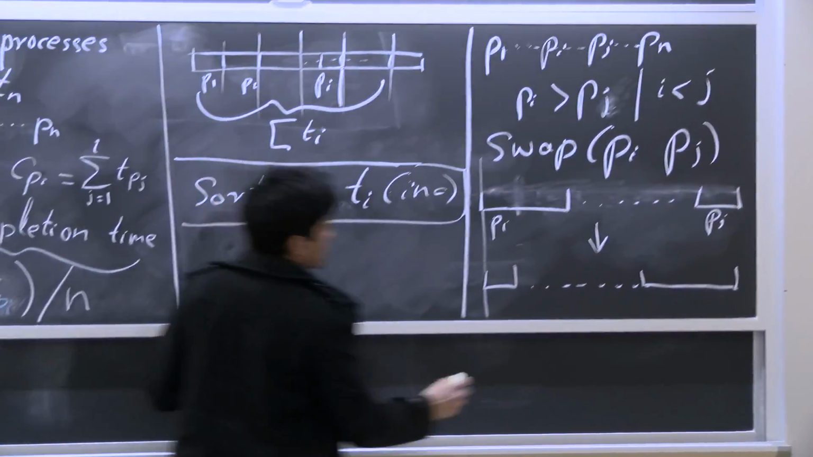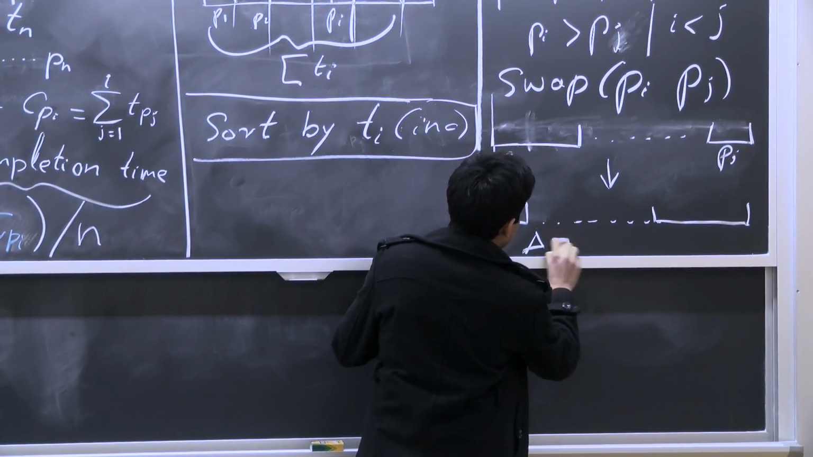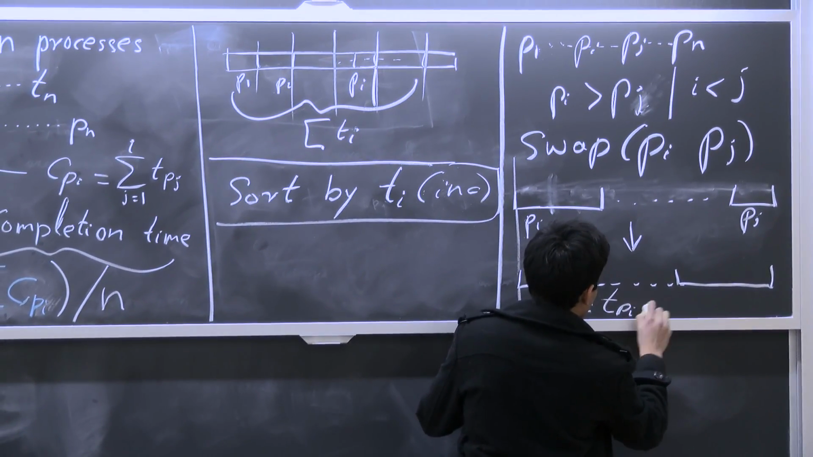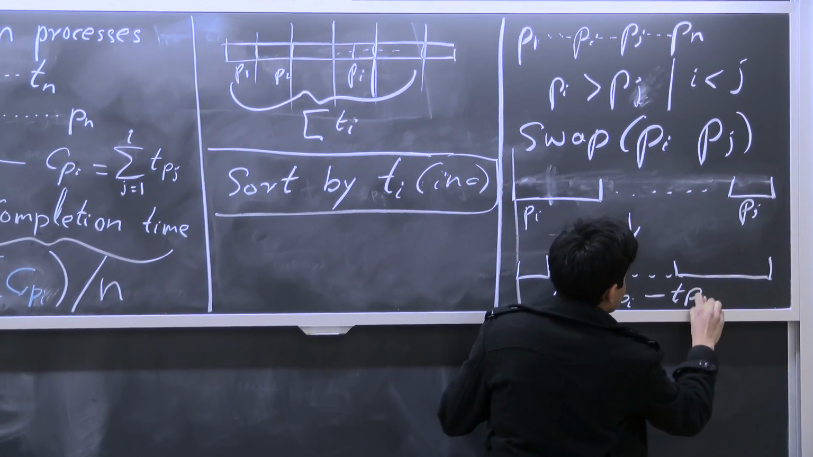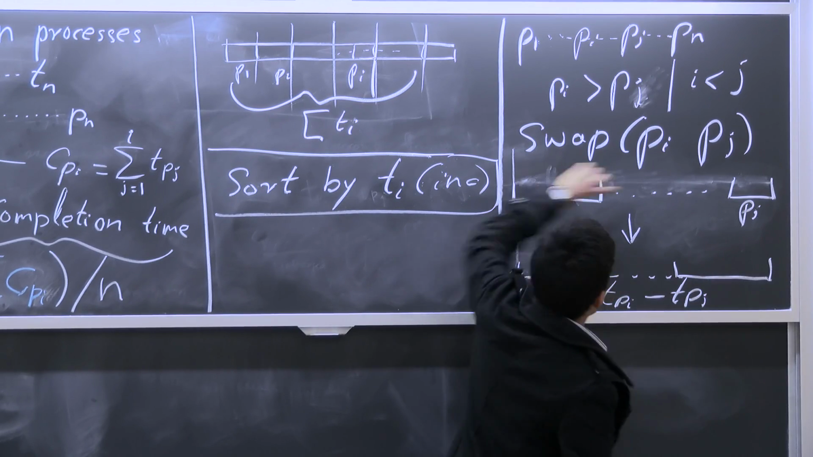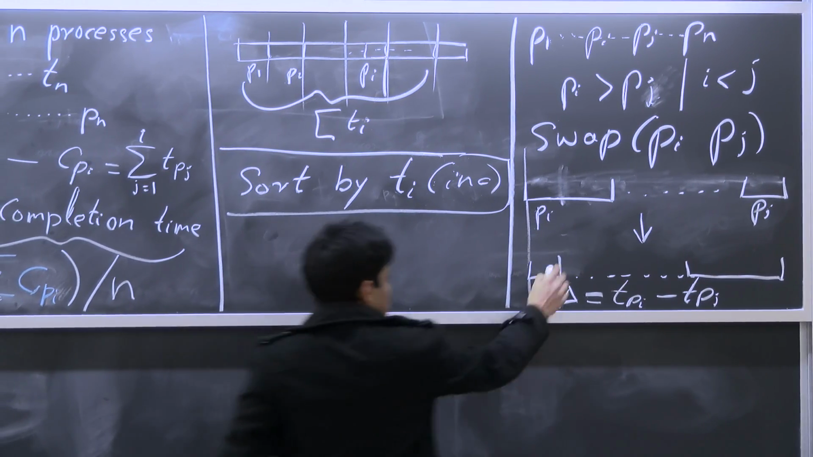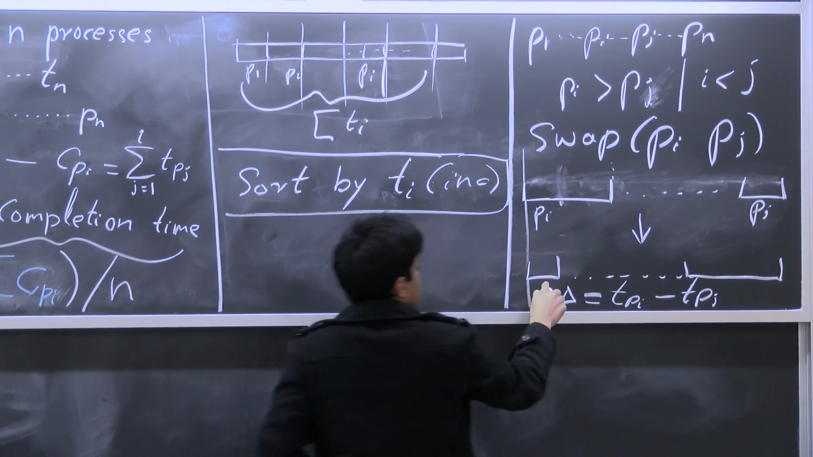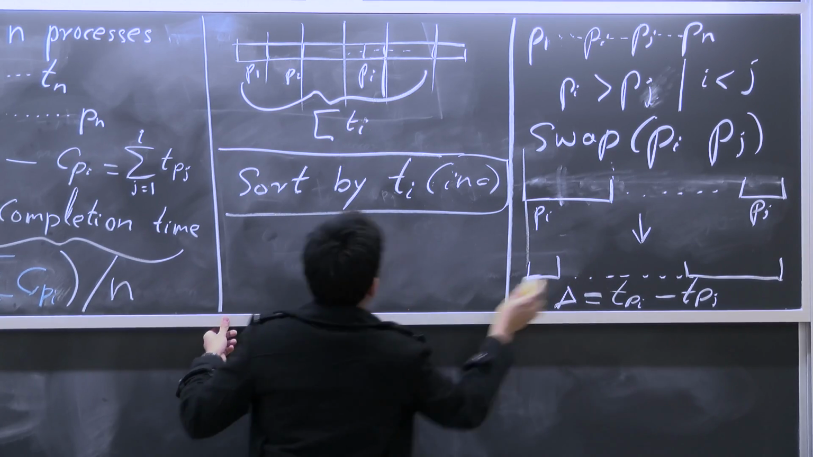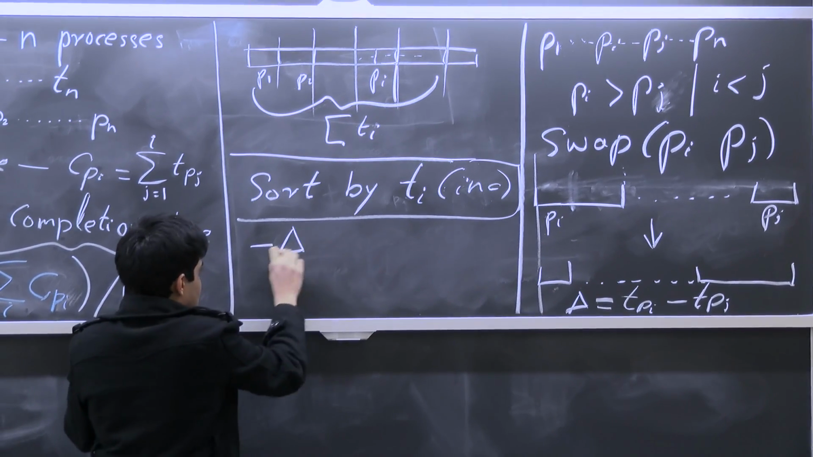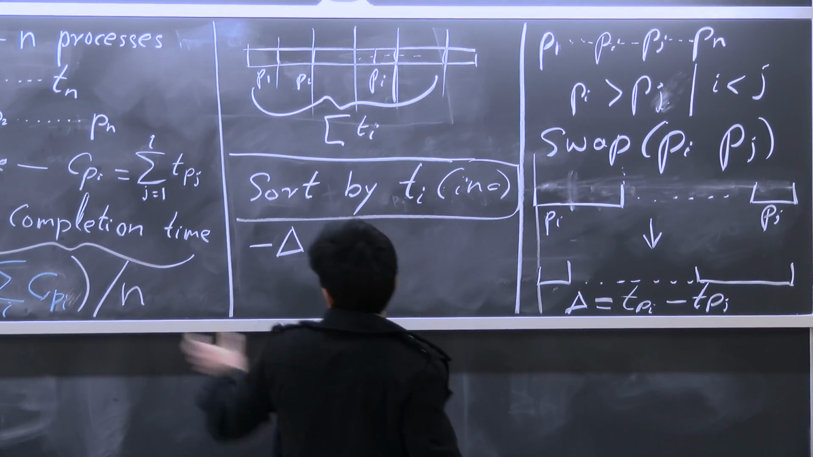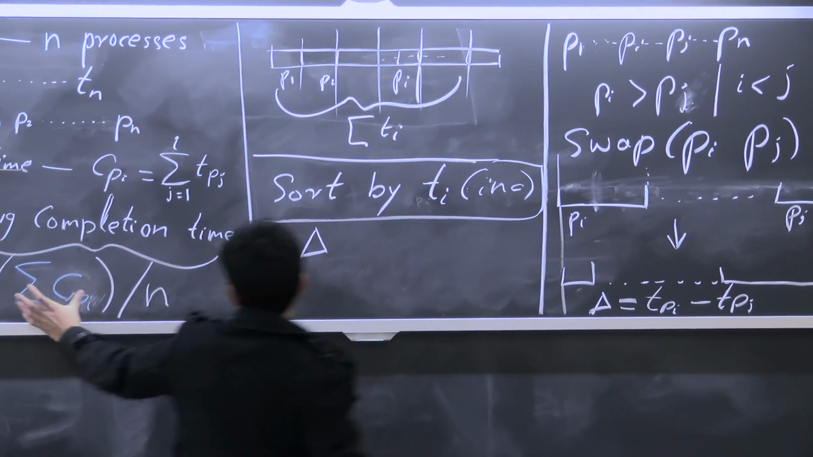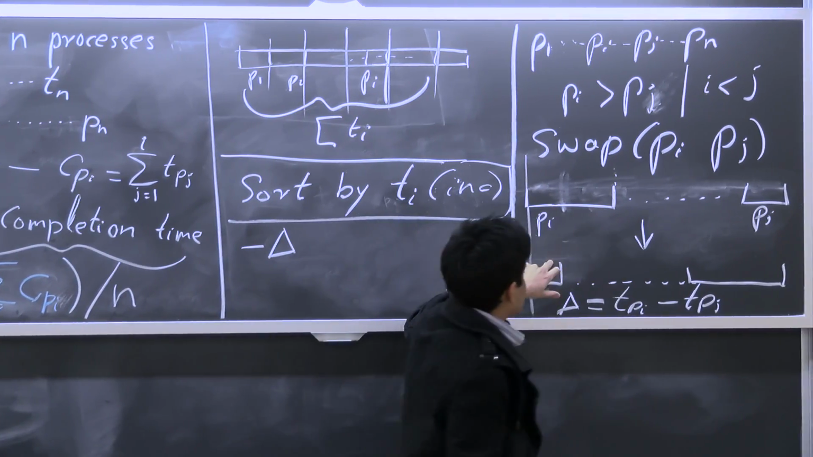So let's define delta equal to T of Pi minus T of Pj, the difference between these two processes. The original completion time of Pi was this, and now the corresponding process down here has its completion time decreased by delta. So completion time first goes down by minus delta. This is just a summation of completion times, divided by n, which is a constant, so you just want to minimize this. So this one goes down by minus delta.